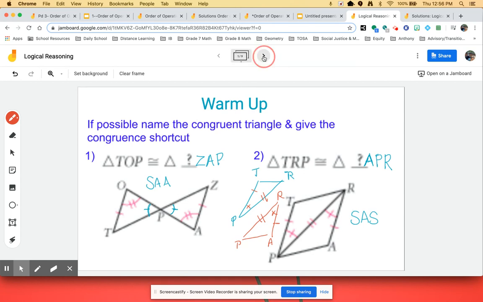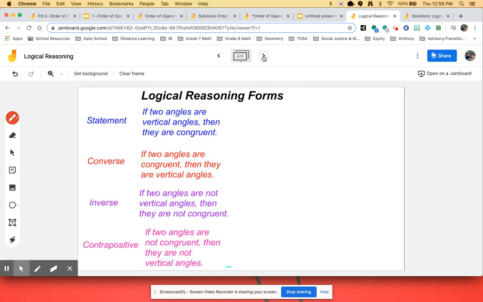Everyone, please advance to slide 2. So what I did was I tried to put in some information on here so that you didn't have quite so much that you needed to type. And so we're going to be looking at logical reasoning forms. We've done a little bit of this when we've talked about converse statements, but we haven't really talked about inverse or contrapositive. So I'm going to have you include some things on here. So you can either do sticky notes or you can write it out.